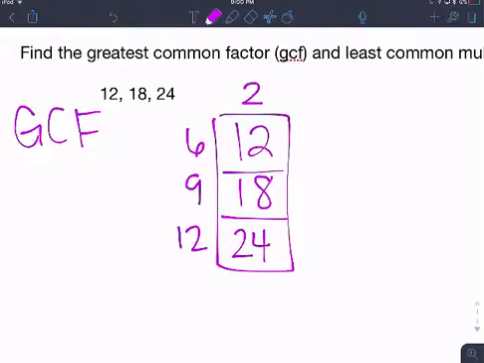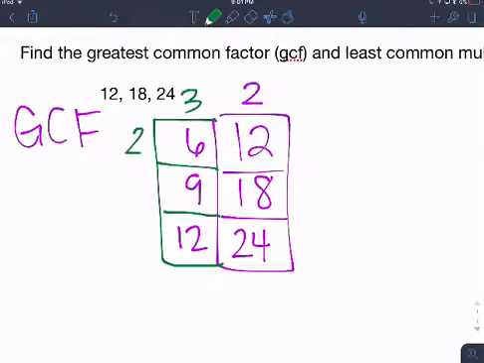And I'm looking and I have 6, 9, and 12 left over, and I know that there is another number that goes into all three of those. So I'm just going to add on to my box here. 3 goes into all three of these. 3 times 2 is 6, 3 times 3 is 9, and 3 times 4 is 12. And so now I can take those two factors that I have up on the top and multiply them together. And 3 times 2 is 6, so my greatest common factor is 6.